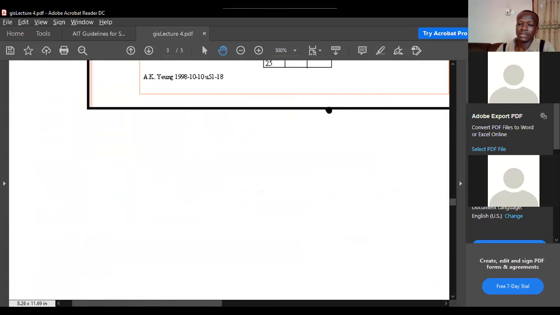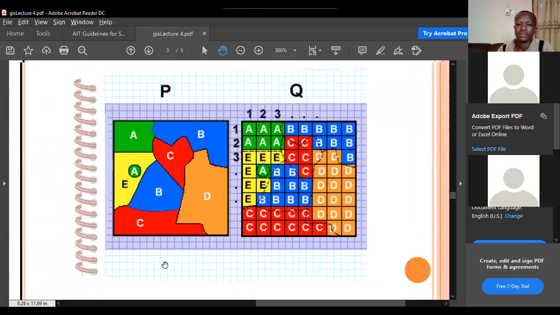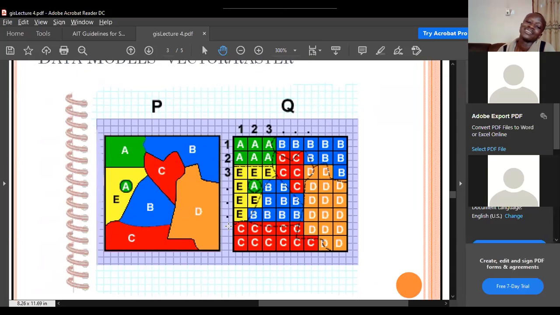Sir, yes. Q is vector and P is raster. Okay, you are wrong. You are not listening. That also means you don't listen. You said that the raster is made up of regular grid squares. So you have squares, so raster is the right one. Then vector is the left one.